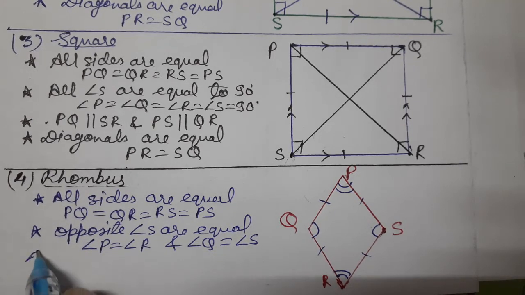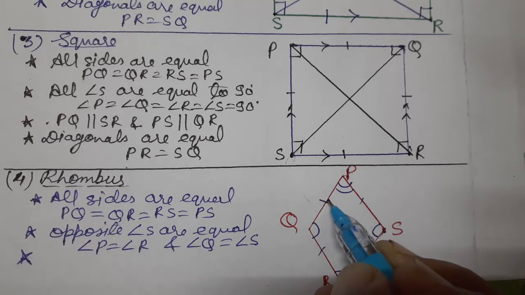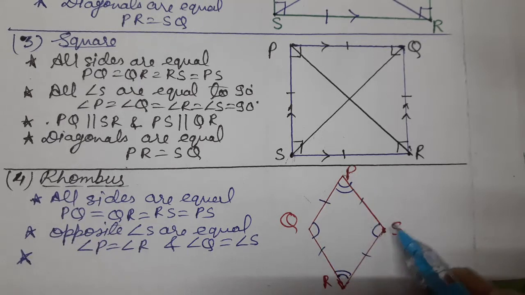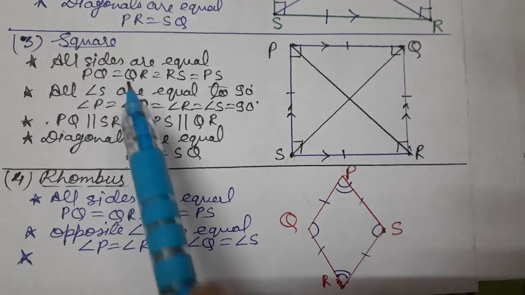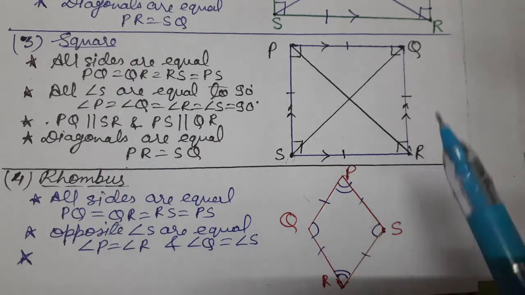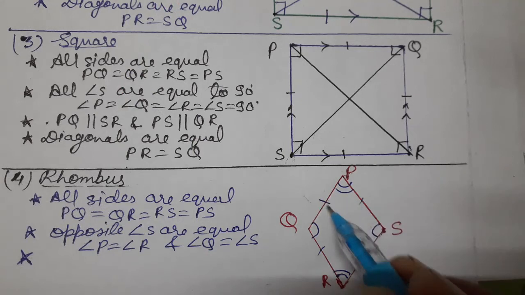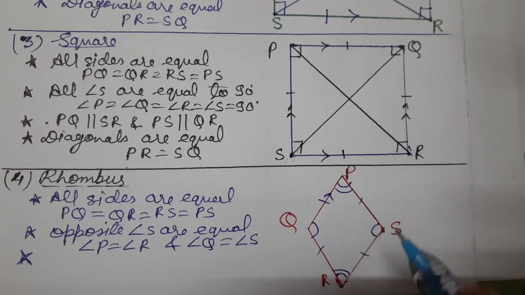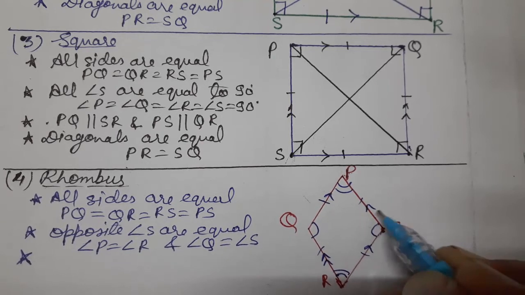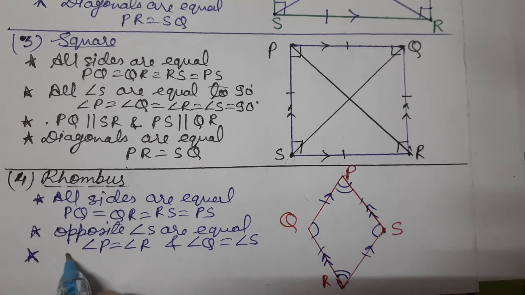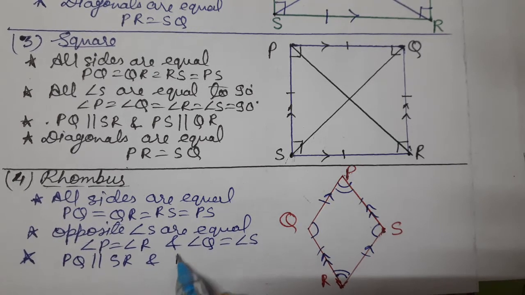Now what about sides parallel? Yes, of course the sides are parallel. It is a parallelogram only. Rhombus is a parallelogram. See, all are parallelograms. Rectangle, square, rhombus, these are all parallelograms. So they all have parallel sides. So PQ is parallel to RS and QR is parallel to PS. PQ is parallel to SR and PS is parallel to QR.